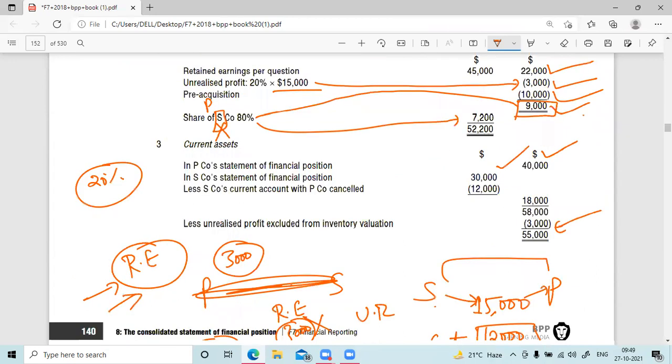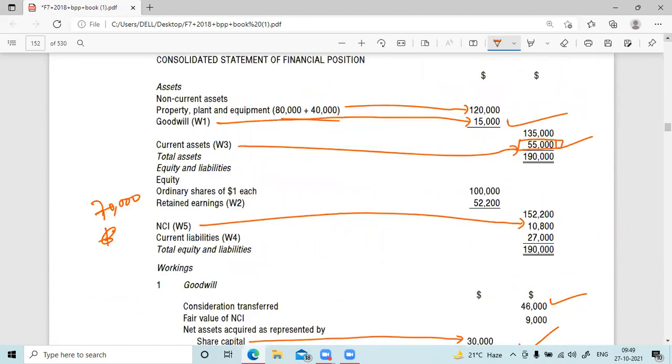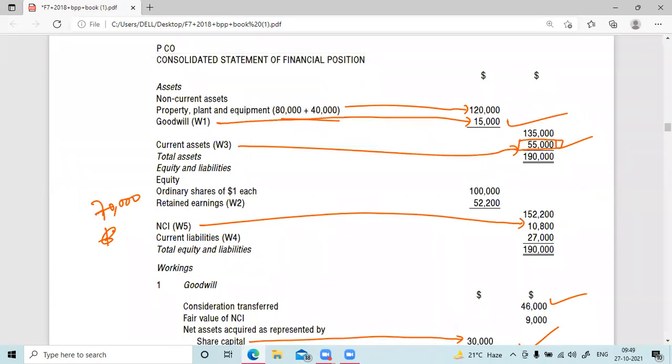So 12,000 here we are removing. 40 plus 30 is 70. 70 minus 12 is how much? 58. 58 minus 3 is how much? 55. Correct? Yes, sir. So all of you, are you hearing? Are you following? Please tell me. Anyone has got any doubts can ask me.